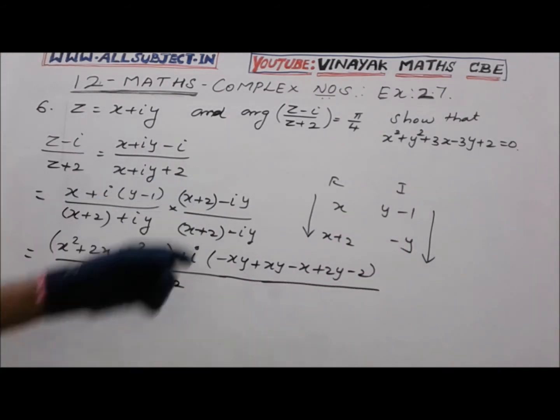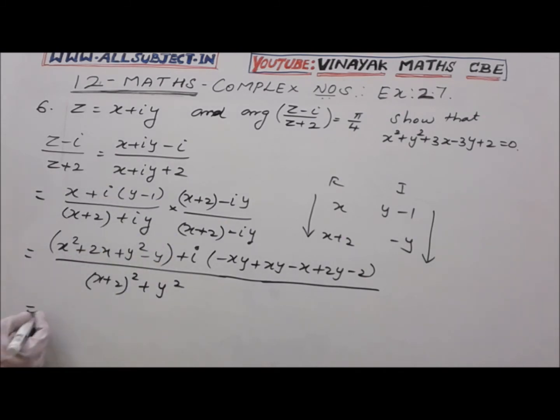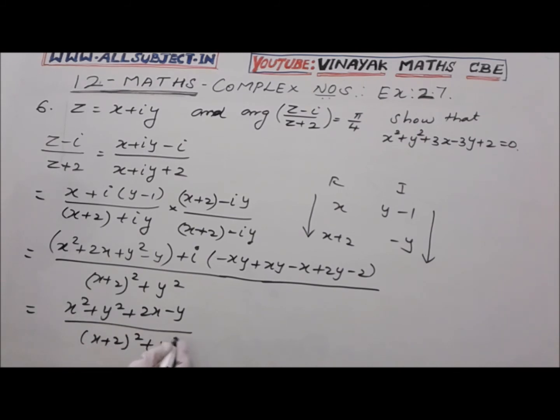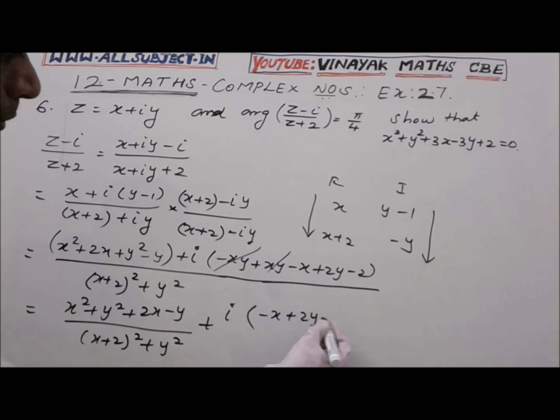Now I have multiplied the numerator and denominator, which is equal to the real part x square plus y square plus 2x minus y divided by (x plus 2) whole square plus y square, plus i into the imaginary part, which is minus xy plus xy get cancelled, minus x plus 2y minus 2 divided by (x plus 2) whole square plus y square. This is by the usual method. I have multiplied and written it in standard form, that is real and imaginary form.